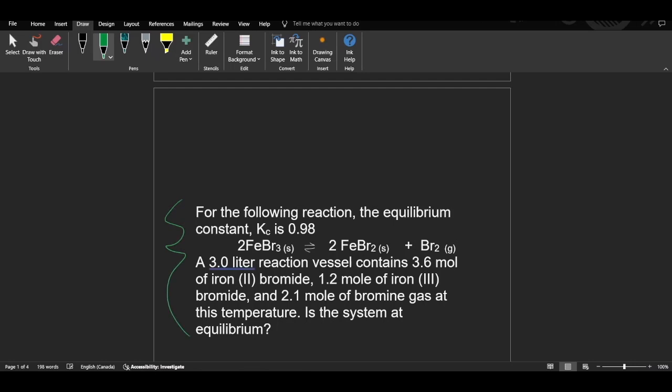This is the green question of the day. Please give this a try on your own, and I'll be giving you the answers shortly.